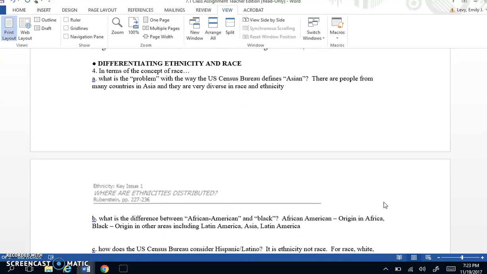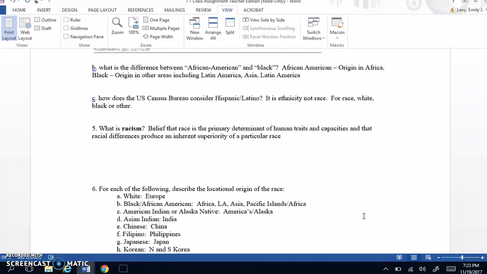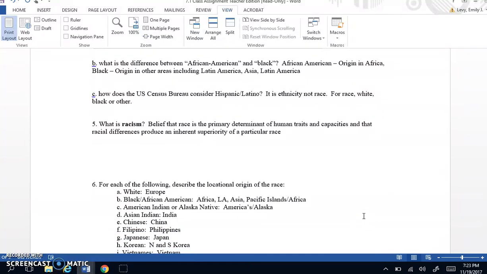Let's take a look at question 4 in terms of the concept of race. A, what is the problem with the way the U.S. Census Bureau defines Asian? It is an oversimplification of the diversity of people within Asia. So there are people from many countries in Asia, and they're very diverse in both race and ethnicity. So to categorize them as one overall blanket group of Asian really marginalizes the very diversity of the people within Asia. And then when we look at the difference between African American and Black, African Americans are black race, but their origin traces back to Africa.